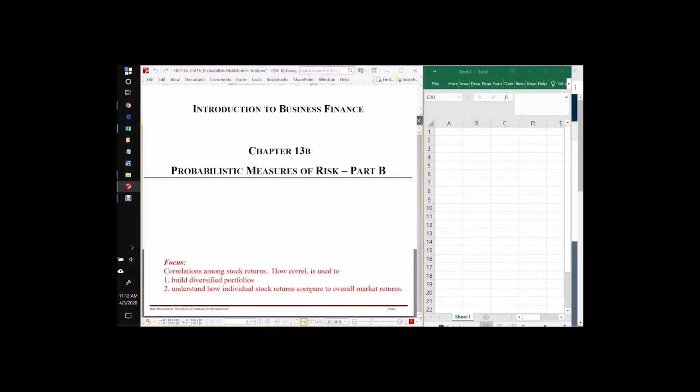Okay, so let's jump into handout 13b, which is more on probabilistic measures of risk. Specifically in 13b, our focus is going to be on correlations among mostly stock returns and how correlation is used to build diversified portfolios of mostly stocks and to understand how individual stock returns compare to overall market returns.